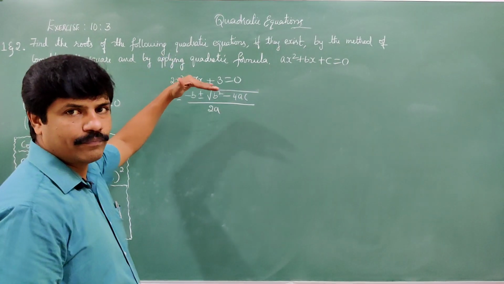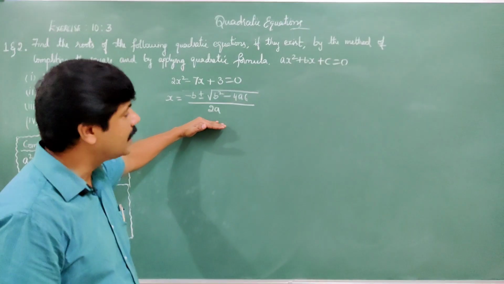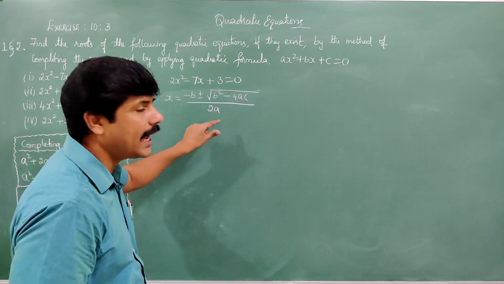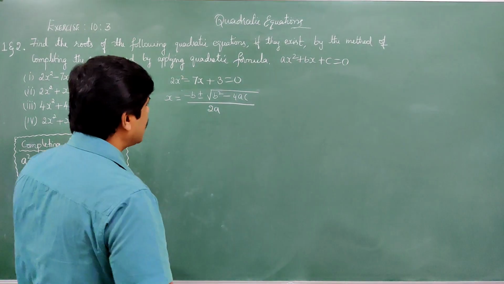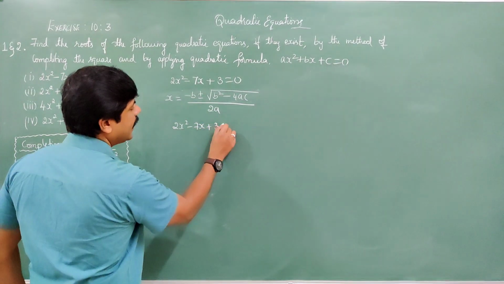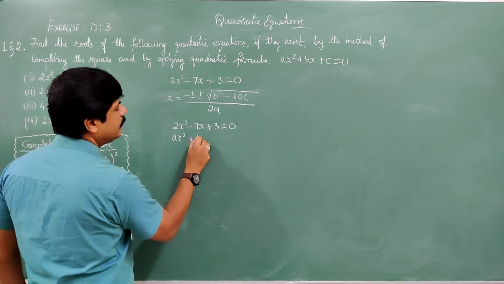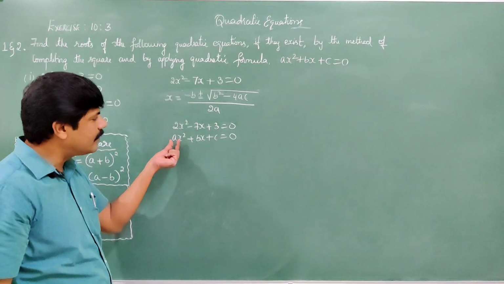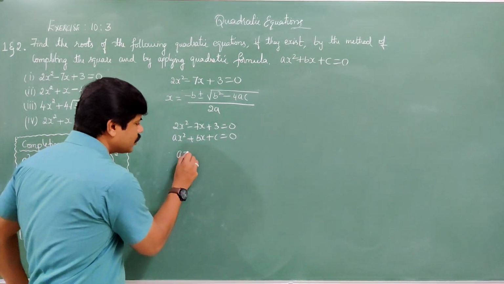Understand? Now, first you have to write down the quadratic formula, the first step, which is very, very important. Next, you have to find what a, b and c are. How? By comparing this equation with the standard equation. Write down the equation 2x square minus 7x plus 3 equals 0. Write down the standard equation ax square plus bx plus c equals 0. What is the coefficient of x square here? It is 2. So a equals 2.